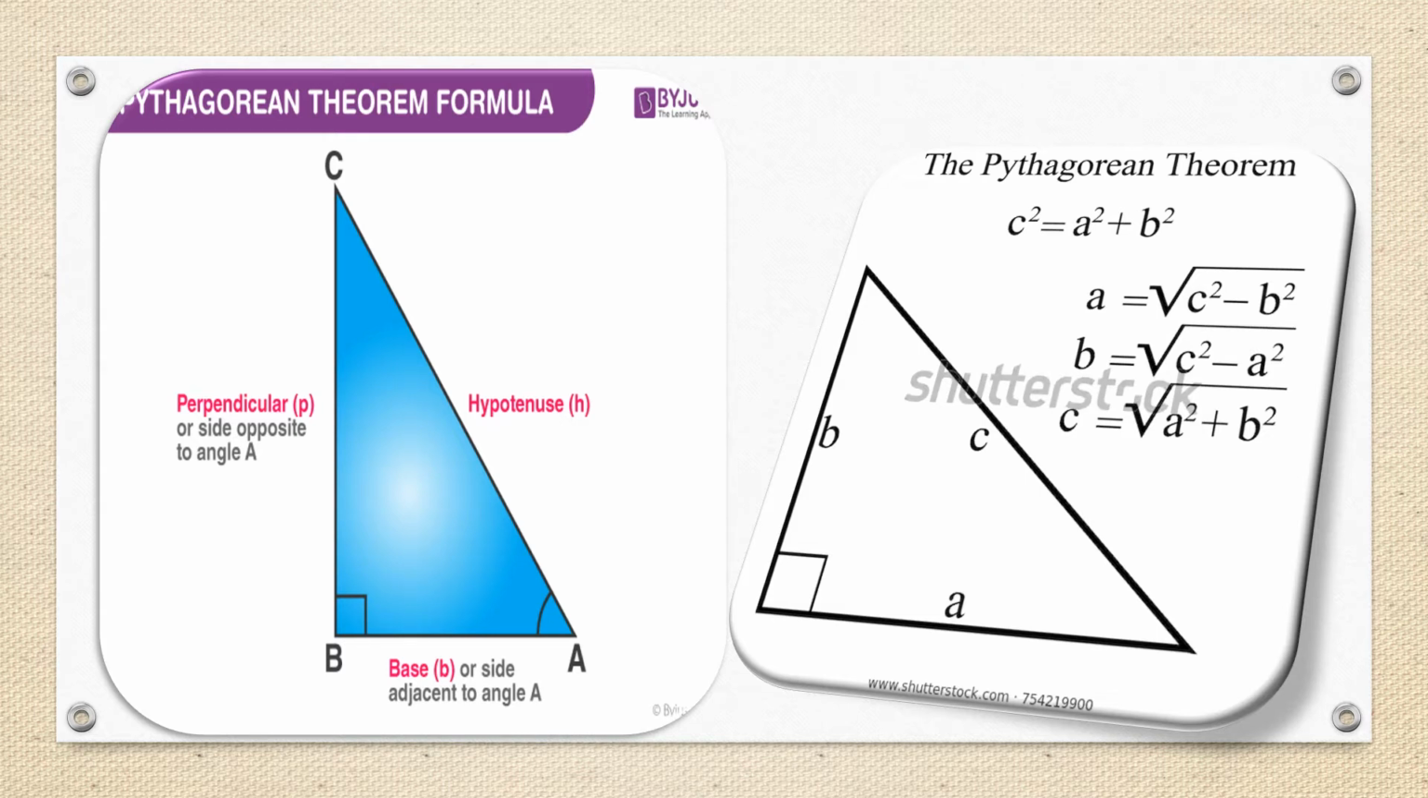If you want to find out the value of B, then B is equal to root over of C square minus A square. And if you want to find out the value of base, A is equal to root over of C square minus B square. Now we are going to do the next sum applying this Pythagoras theorem. So let's start the sum.